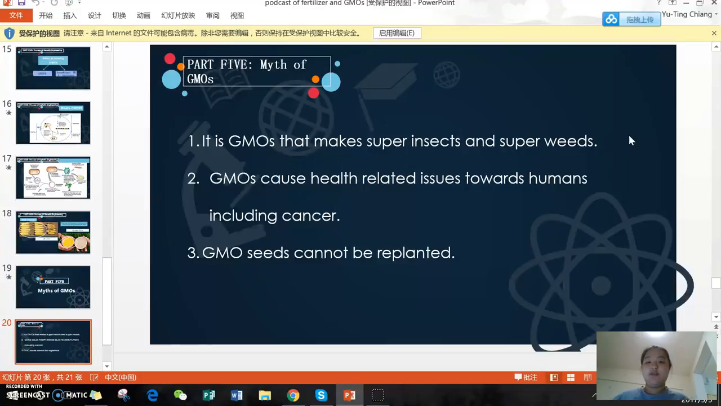Now, the reason why the myth is wrong is because this does not happen in the case of GMOs. It also sometimes happens with moths, or in Darwin's finch, which is a famous theory. And so it is a natural process, and any changes in the environment would cause the organisms within the environment to evolve into a new species with a new trait. And therefore, it is not only GMOs that create super insects and weeds.